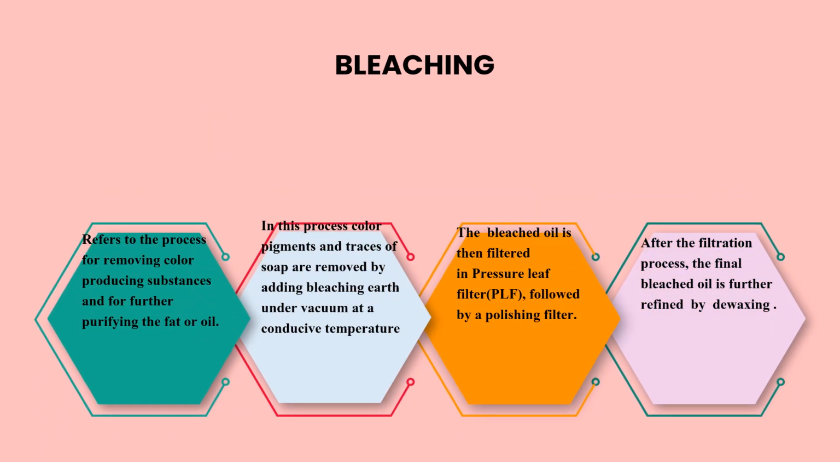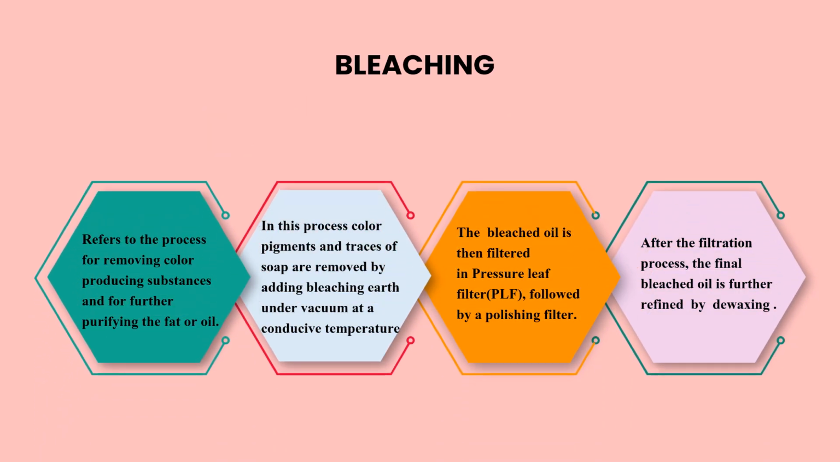The next process is called bleaching. Bleaching refers to the process for removing color producing substances and for further purifying the fat or oil. In this process, color pigments and traces of soap are removed by adding bleaching earth under vacuum at a conducive temperature. The bleached oil is then filtered in pressure leaf filters followed by a polishing filter. After the filtration process, the final bleached oil is further refined by dewaxing.